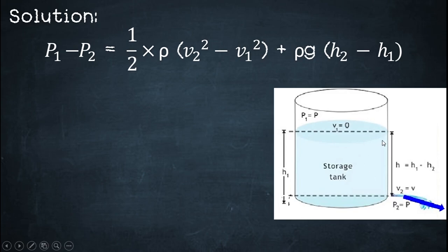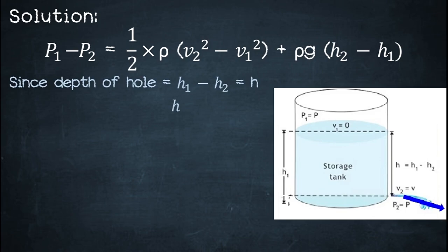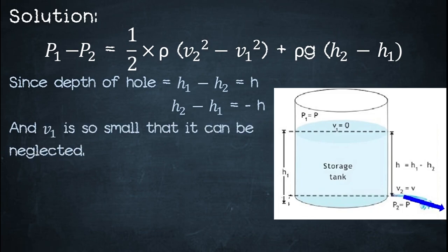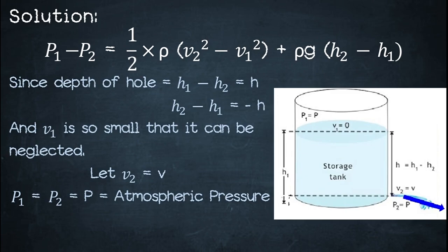Similarly, we are given that the depth of the bucket is h, which is equal to h1 minus h2. Since the depth is h1 minus h2 equal to h, for our formula we have to substitute the value of h2 minus h1, which will be equal to minus h, because I have taken minus common from this equation and taken it to the right hand side. Hence h2 minus h1 is equal to minus h, and v1 is so small that it can be neglected. Let v2 be equal to v, and p1 equal to p2 equal to p, the atmospheric pressure.